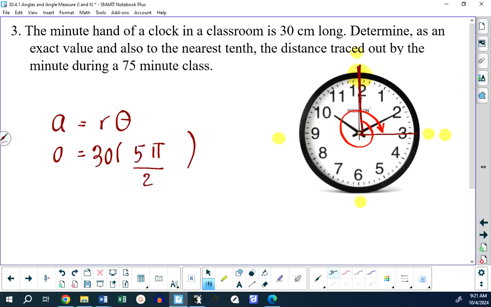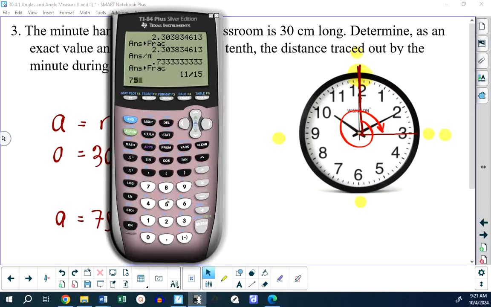And for all intents and purposes, we're done. 30 divided by 2 is 15. 15 times 5, I think, is 75. So can somebody confirm that this simplifies to 75 pi? Good. Thank you, Claire. And if you want a decimal approximation, just take 75 times pi. So it's about 235.6 centimeters. Are we okay with that?